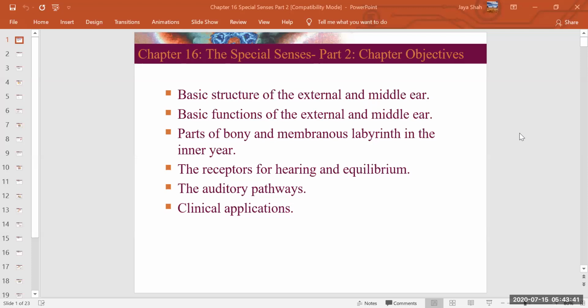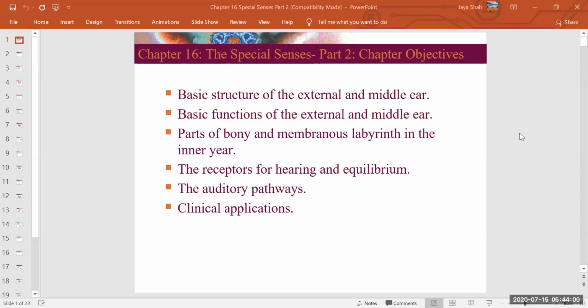Welcome back, guys. I am starting the second part of chapter 16, that is spatial senses, part 2. Let's start with the chapter objectives. So today, basically, we're going to cover everything about the ear of the spatial senses.